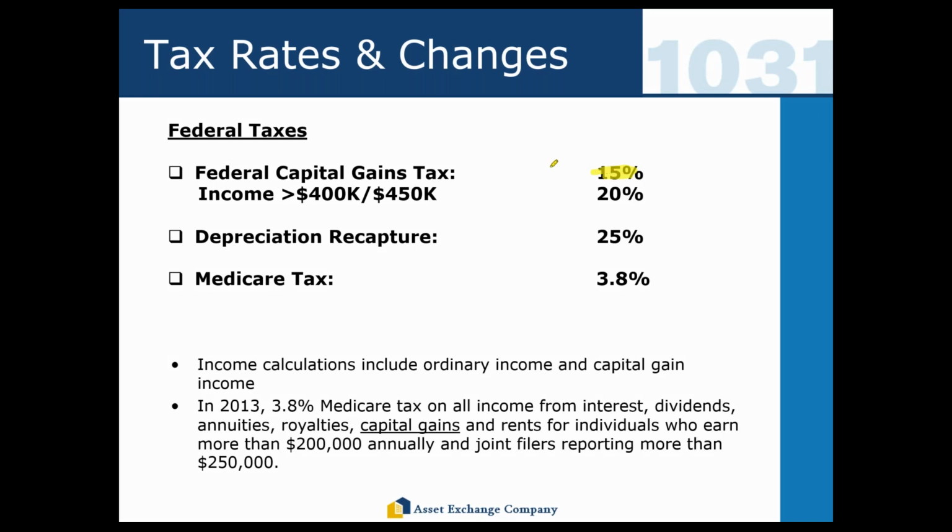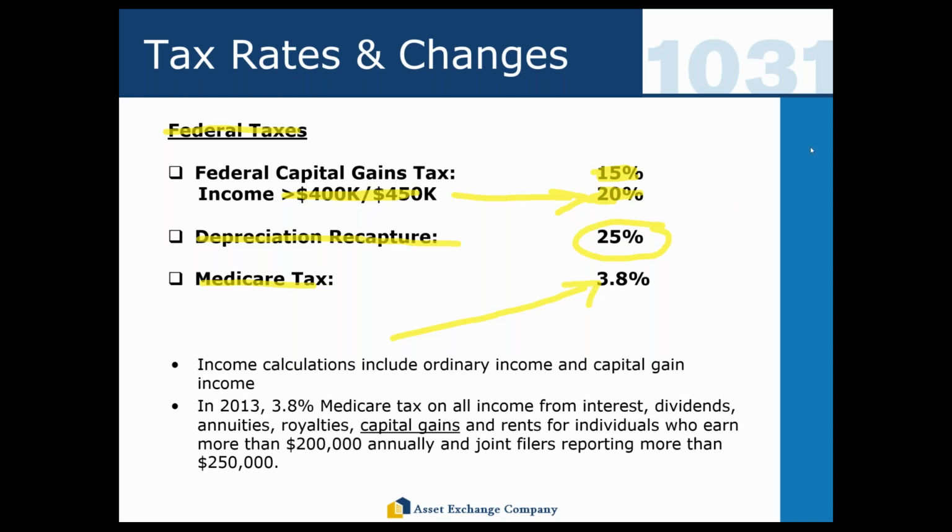Well, your taxes are levied both at the federal and the state level. So the federal government's going to start you at 15%, but your rate will increase once you get above certain income levels. So your rate starts at 15%, but can go as high as 20% for the federal capital gains tax. You also will have a depreciation recapture tax. That is a tax on the amount of depreciation you've taken, and that tax rate is 25%. And then at certain income levels, which all of you are going to be above when you sell your real estate, the Medicare tax kicks in, and that is 3.8%.